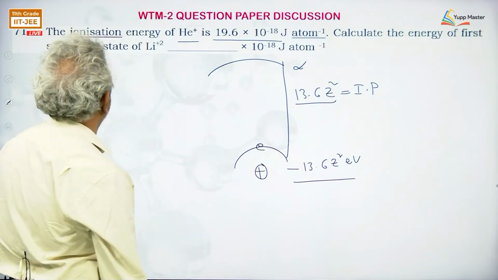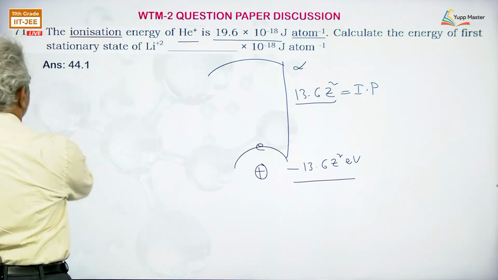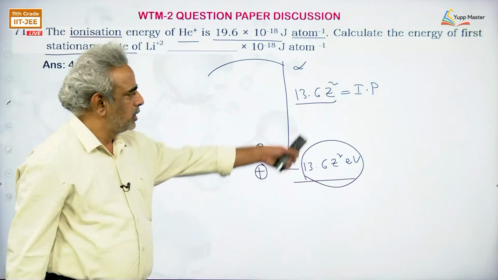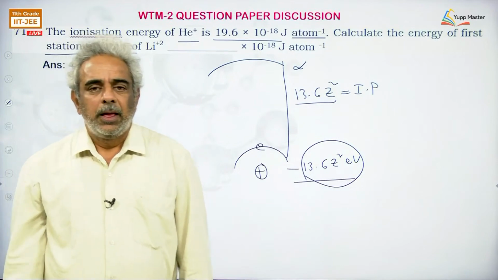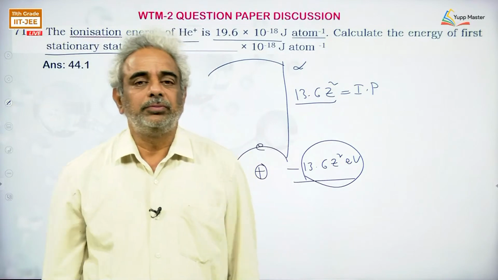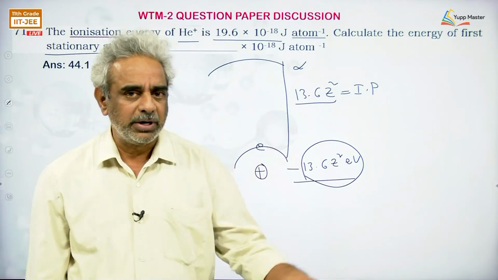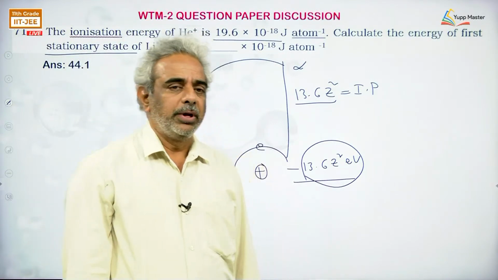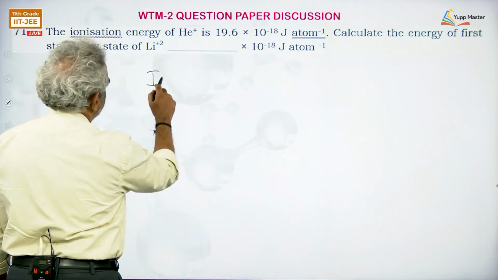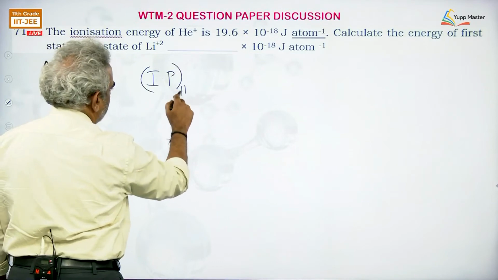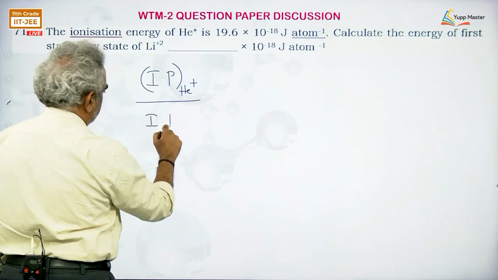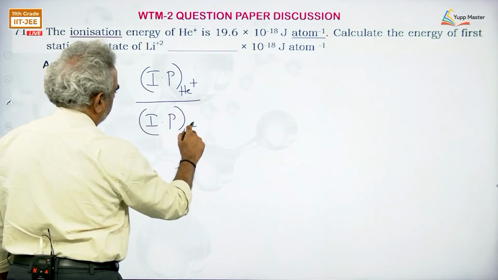Calculate the energy of the first stationary state of lithium 2+. The energy of the first stationary state is numerically equal to what? Ionization potential only. The energy of the first stationary state in any species is numerically equal to the ionization potential, with a sign difference. Therefore, what I can tell you is the ionization potential of helium plus divided by the ionization potential of lithium 2+.